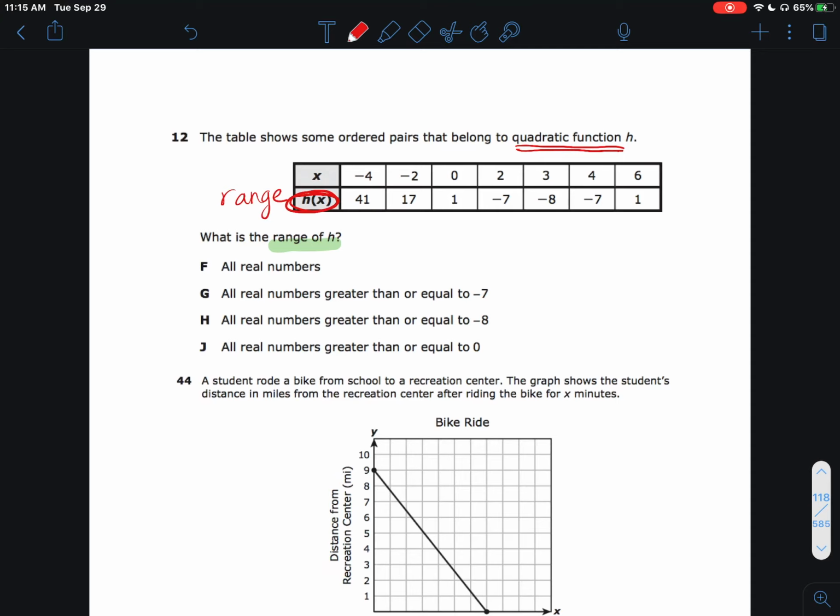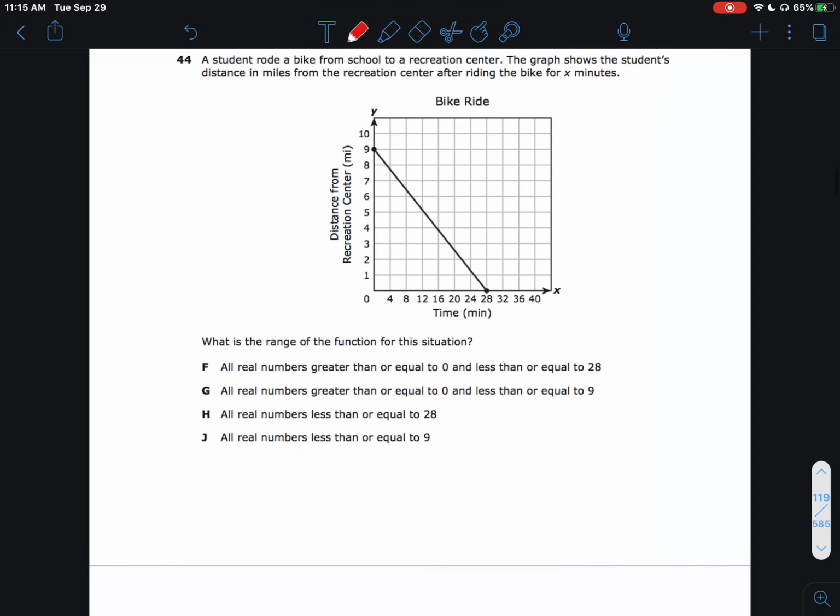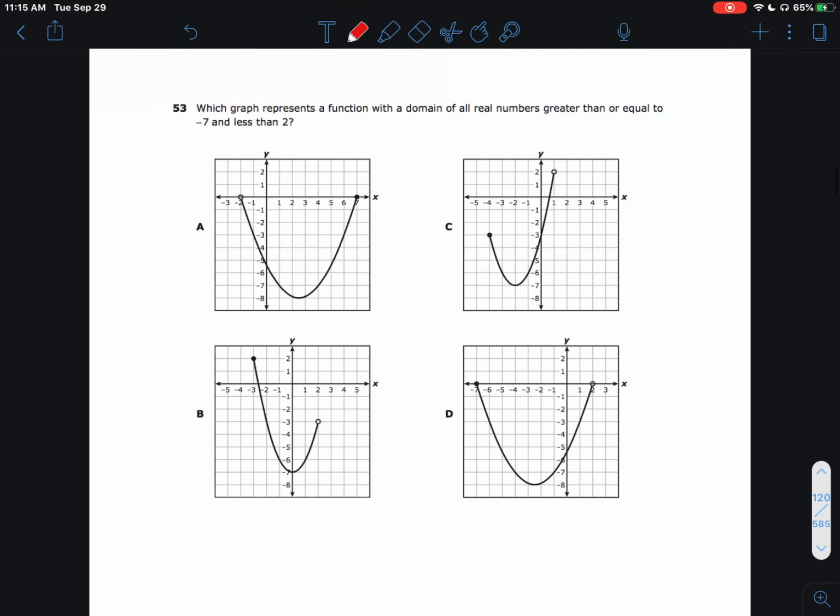Okay, this is a quadratic function. So if it says linear, quadratic, whatever kind of function, then it is going to be continuous, okay? So I look at this, 41 would be like up here somewhere on the graph. Then it'd go down, down, down, down, back up, right? So it looks like the very bottom of the graph is going to be right here. I don't see any numbers that are smaller than -8. So it would be safe to assume that all real numbers greater than or equal to -8, h. Okay, you guys know how to do that one.